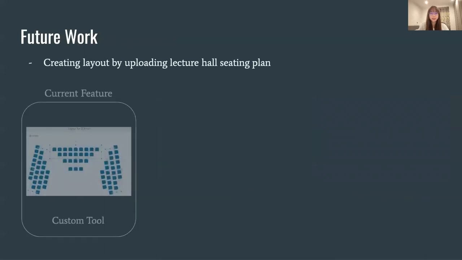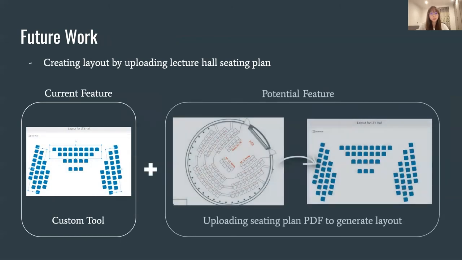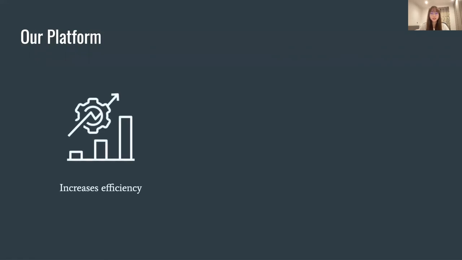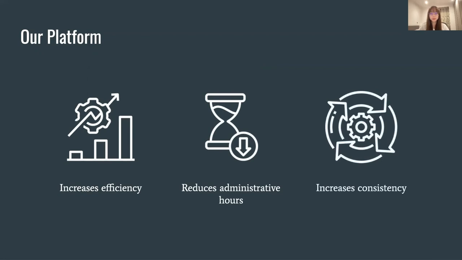In terms of future work, we would like to automate the process of lecture hall layout creation. Currently we have a custom tool, and a potential feature would be enabling staff to upload PDFs of seating plans, and we will detect the seat numbers to generate the desired layout. The final platform met all of our initial objectives and was well received by Imperial Business School.